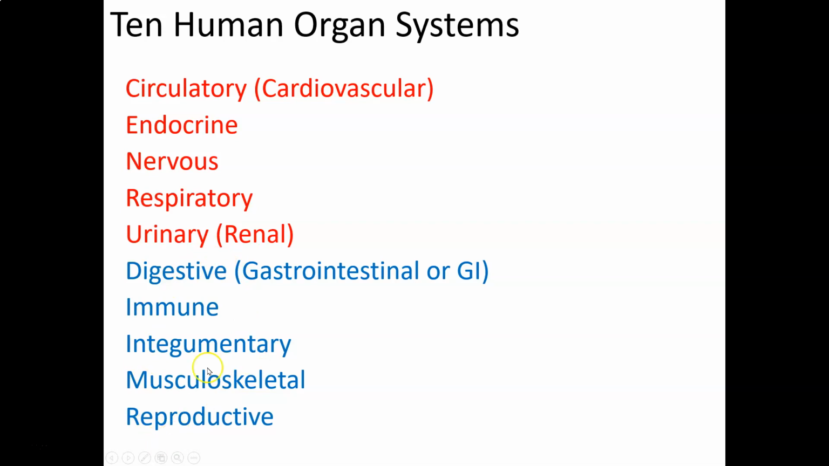The ones in blue here, we're going to hit them all at some point, but we're not going to go into nearly as much detail. Part of it is because you've done some of that detail in some of your other classes, like the musculoskeletal system. We're going to talk about it a little bit, but more from a functional standpoint. But the bottom 5, we're going to have some very quick conversations about and not really worry about them a whole lot later on.